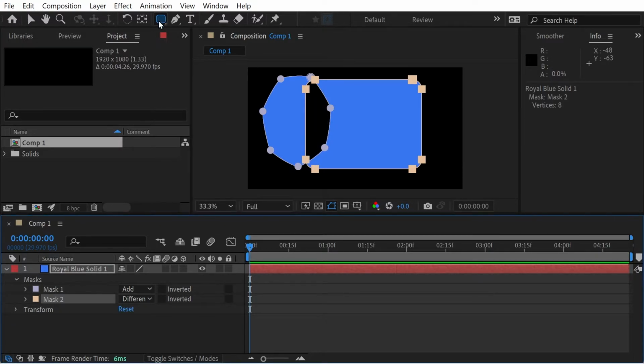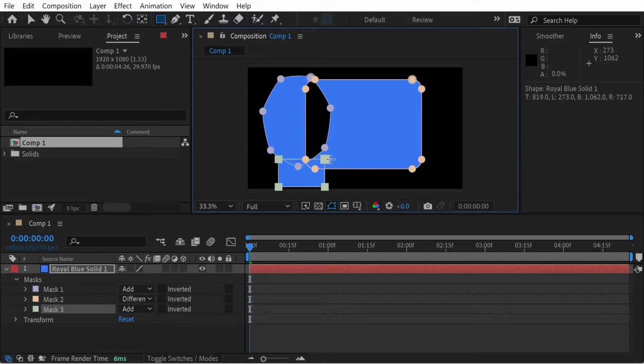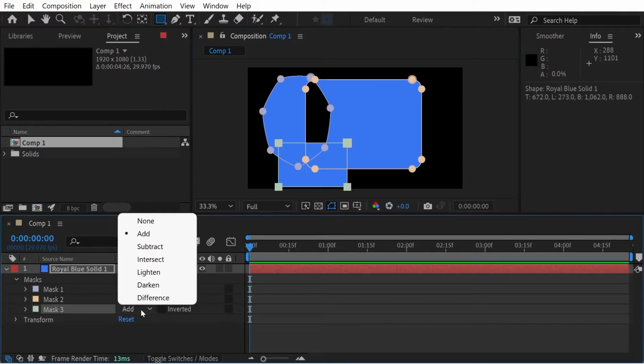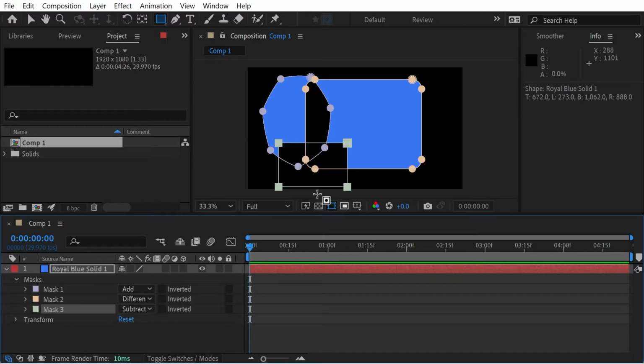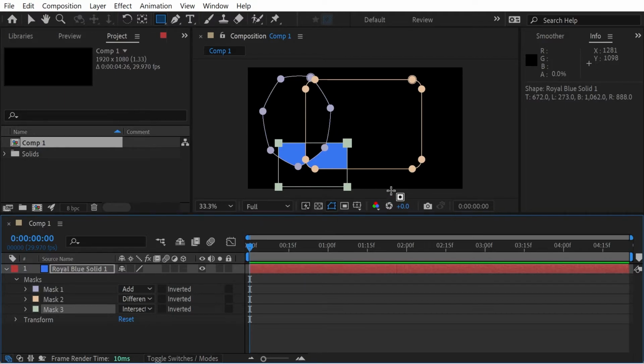Let's take a look now. Let's try and draw maybe a third mask as well, just to take a look at that one. So draw a third mask underneath. And you see it's going to add everything. But if we do subtract, it will subtract the whole lot. Intersect, you can see it's going to intersect because we've got the difference on the second one.